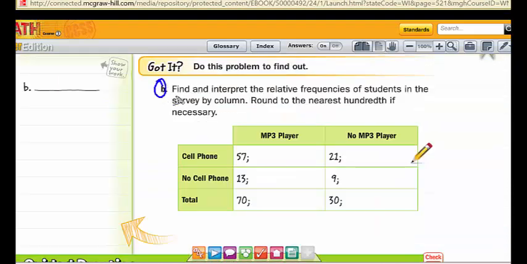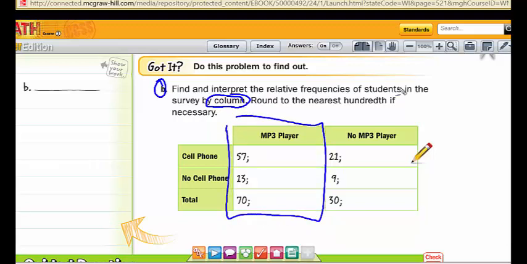For letter B, they ask us to find and interpret the relative frequencies of students in the survey. First thing we should recognize right away, we're going to do it by column. So we want to do it by column, rounding to the nearest hundredth if necessary. So the first thing we should see is that we're going to compare 57 cell phone and MP3 player owners out of a total of 70. So 57 out of 70. Can put that in the calculator, and that's about 0.81, 81 hundredths.